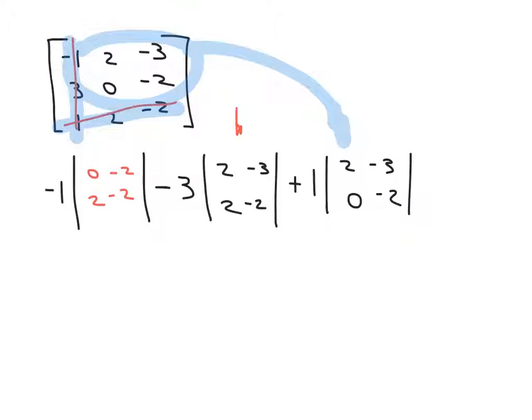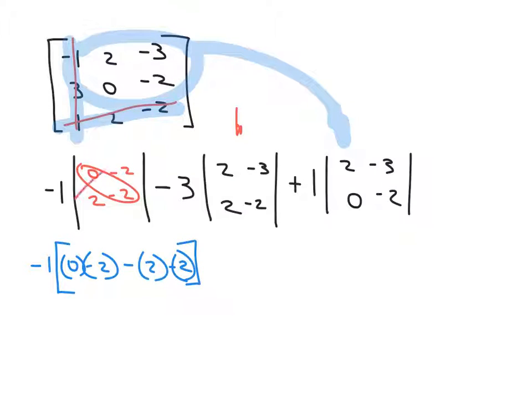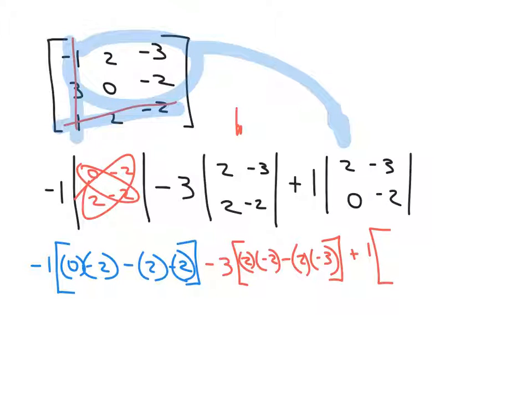So now I'm going to write -1, and then I've got 0 times negative 2 minus 2 times negative 2. Remember, this times this minus this times this. Minus 3, 2 times negative 2 minus 2 times negative 3, plus 1, and then diagonals here.